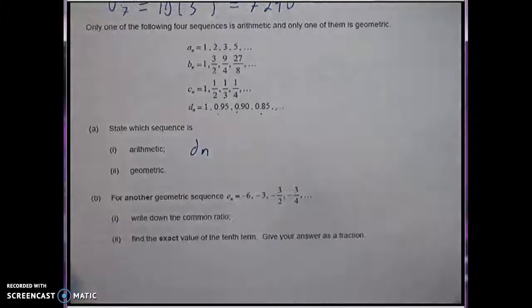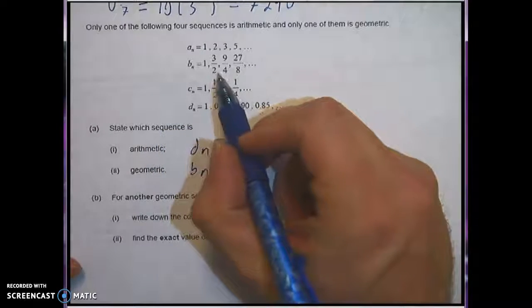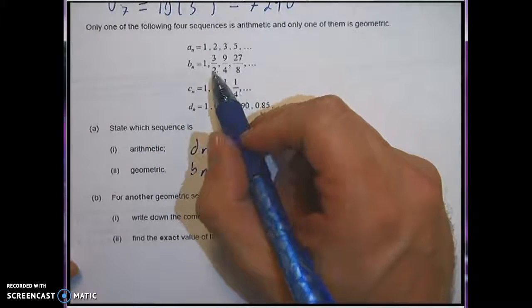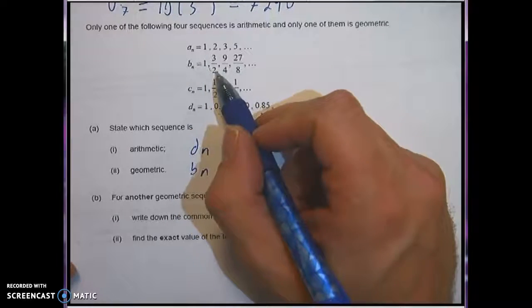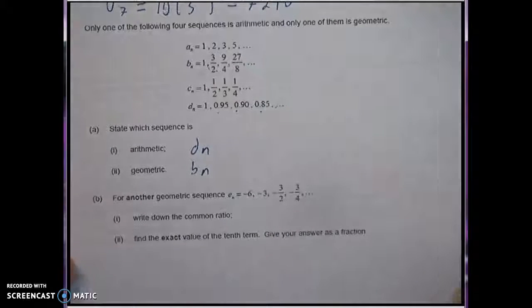Now the geometric might be a little bit harder to spot. It's actually b sub n because the common ratio here is 3 halves. You'll notice that 1 times 3 halves is 3 halves. 3 halves times 3 halves is 9 over 4, times 3 halves is 27 over 8.